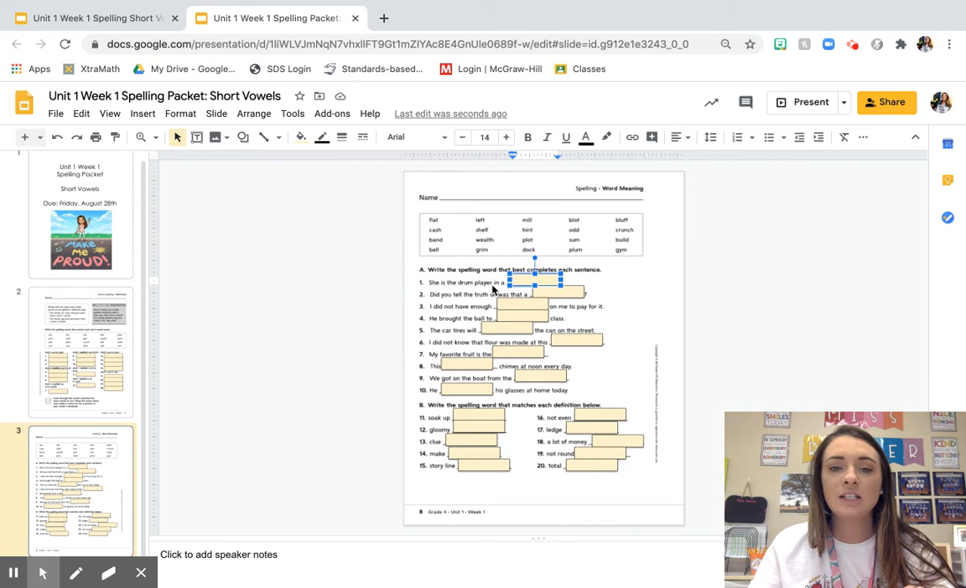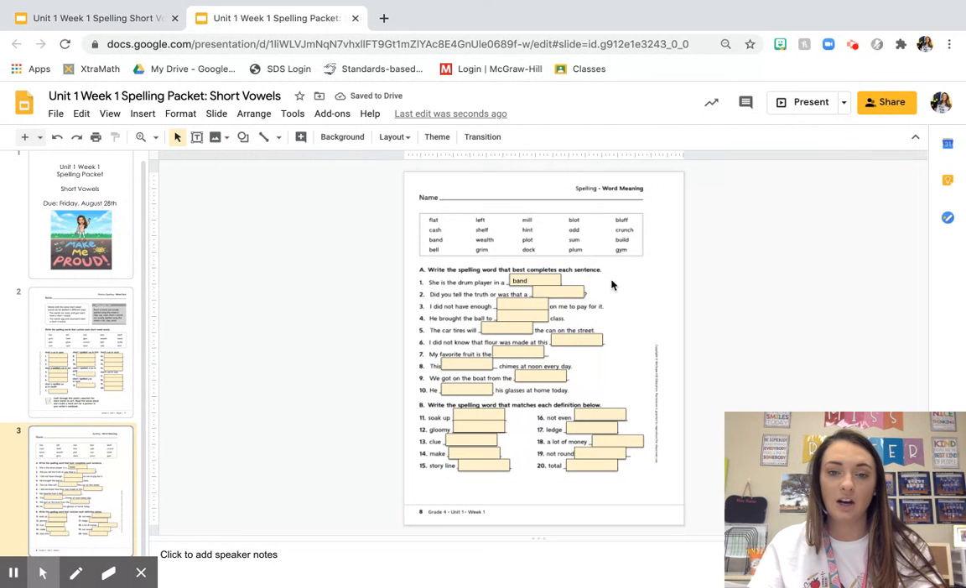So she is a drum player in a flat. That word doesn't make sense because flat means smooth. So I want something that has something to do with music. She is a drum player in a cash. Cash has something to do with money, not music, so that's not it. She is a drum player in a band. Band would work. So I'd click on the text box and I'd type band in there.